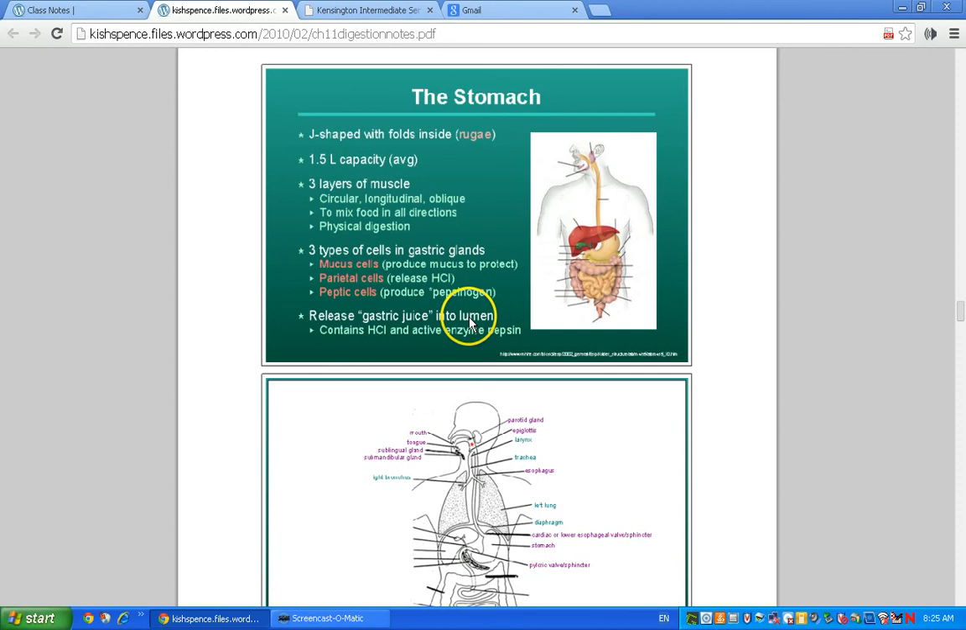So the gastric glands release all this stuff: the mucus, the hydrochloric acid, and the inactive enzyme. Together those are called gastric juice, because it's made in the stomach by the gastric glands. They release gastric juice into the space called the lumen, and once it's in that space, the pepsinogen becomes active.